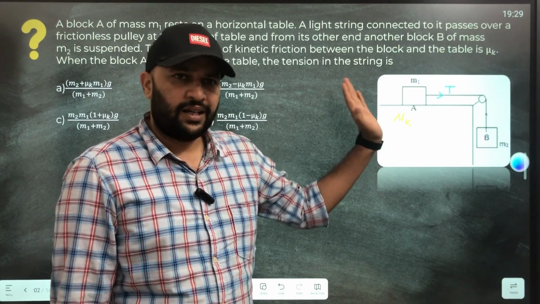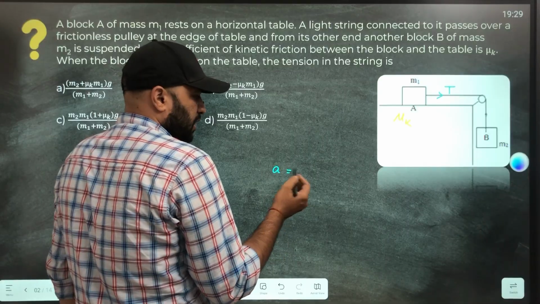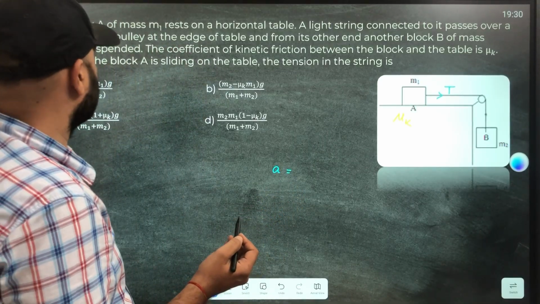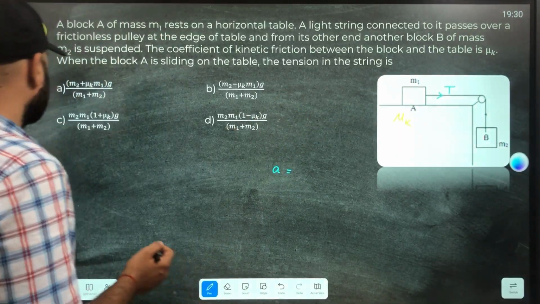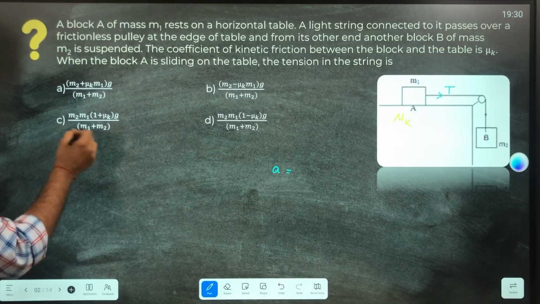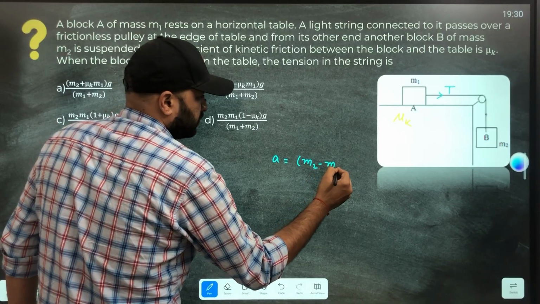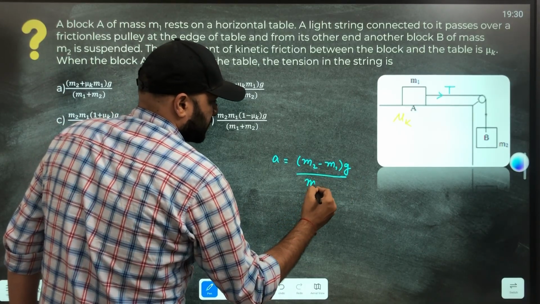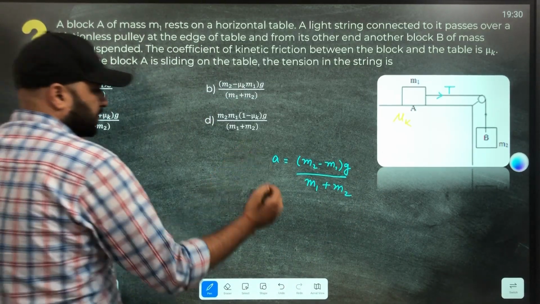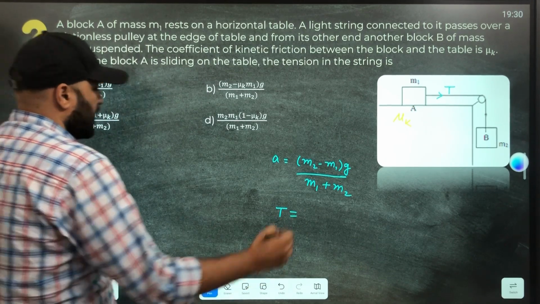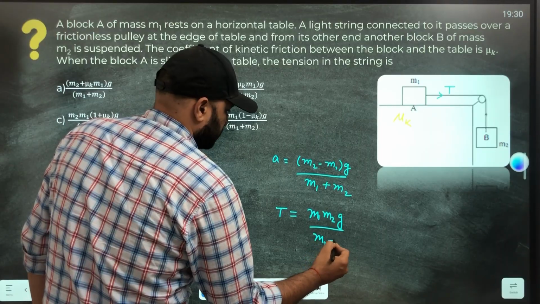So what will be the direct answer? If you remember the direct answer in the previous lecture, we found our acceleration A. Oh, they are asking the tension and not the acceleration. Let me write, acceleration was m2 minus m1 g upon m1 plus m2, correct? When there was no friction in such a system. And what was the tension for such a system? It will be m1 m2 g whole divided by m1 plus m2, correct?